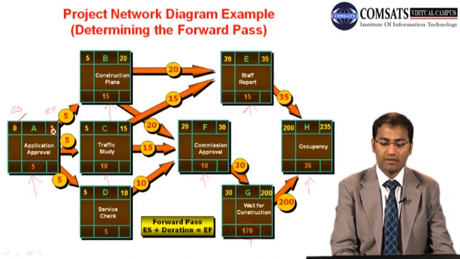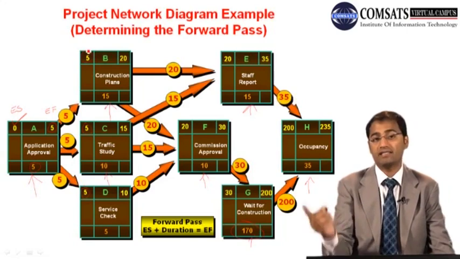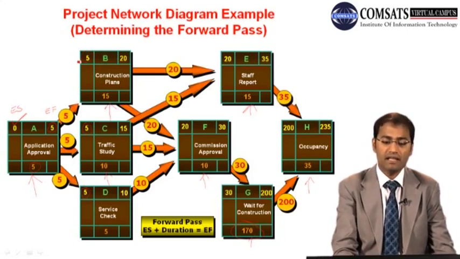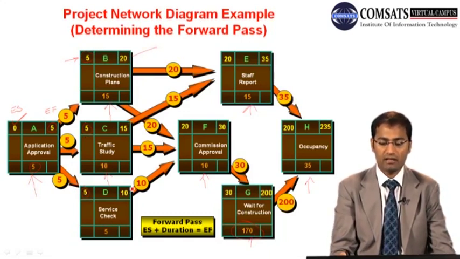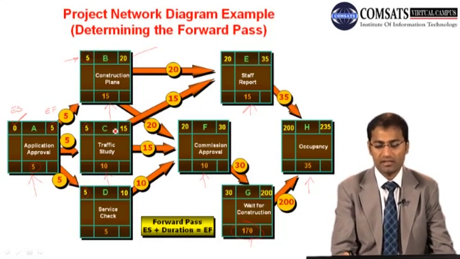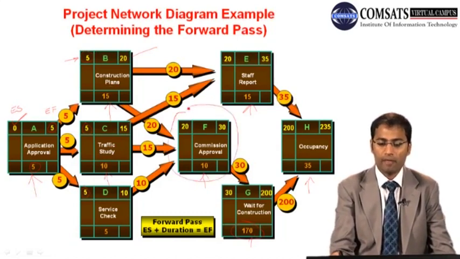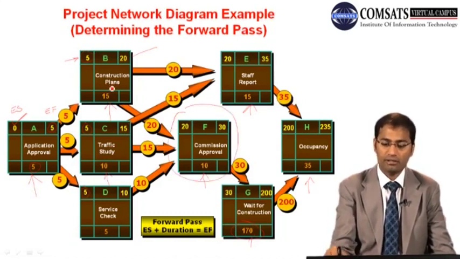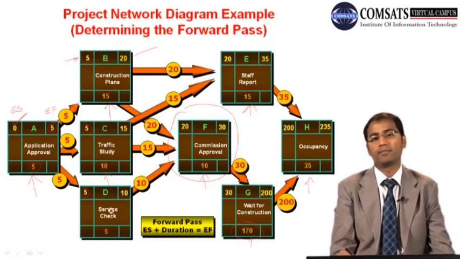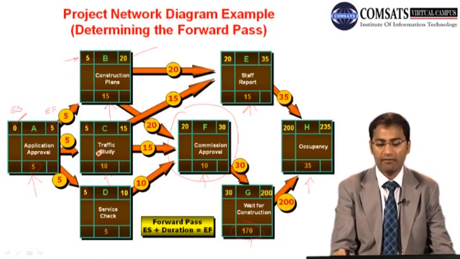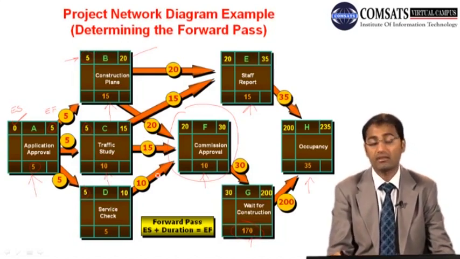So transfer this 5 over there, as the early start of the next activity. Then by adding this early start with the duration, you have 5 plus 15 is 20, 5 plus 10 is 15, and 5 plus 5 is 10. Now this is transferring 10, this is transferring 5, and this is transferring 20. And for activity F, which is dependent on B, C, and D, B is transmitting 20, C is transmitting 15, and D is transmitting 10.